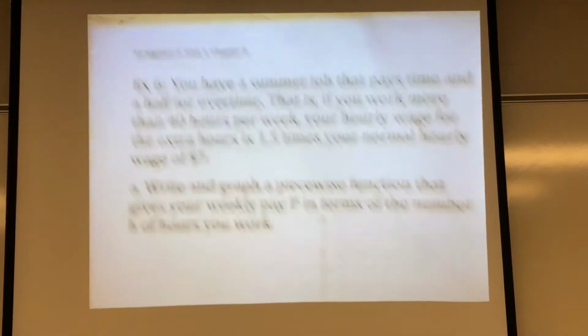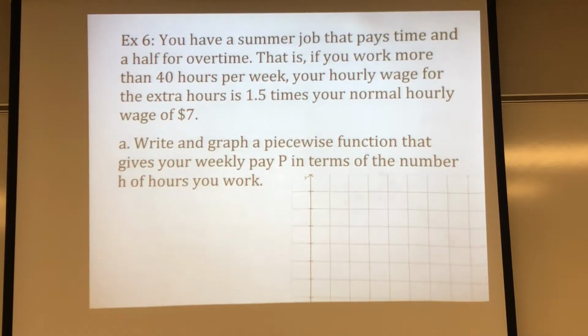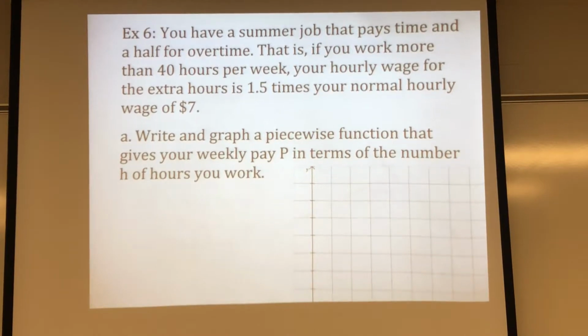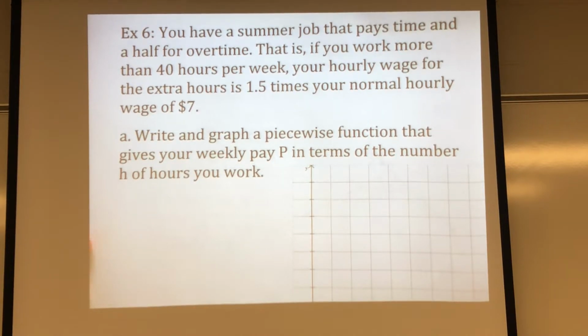All right, let's take a look at this word problem. You have a summer job that pays time and a half for overtime. That is, if you work more than 40 hours per week, your hourly wage for the extra hours is 1.5 times your normal hourly wage of $7. Write and graph a piecewise function that gives your weekly pay P in terms of the number of hours H that you work. Okay. So first of all, instead of using f of x, we're going to be using P of H.